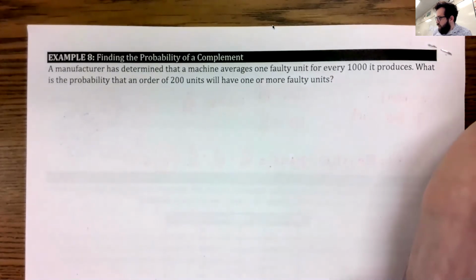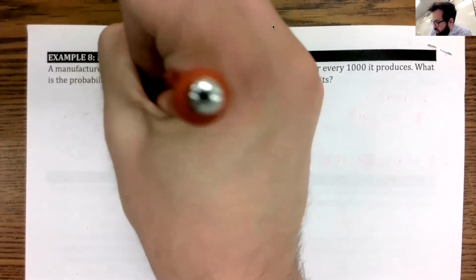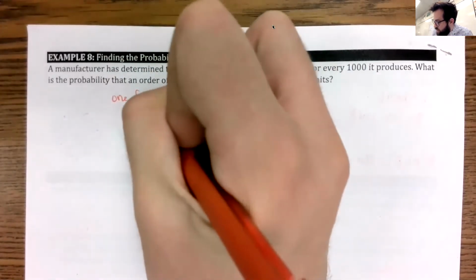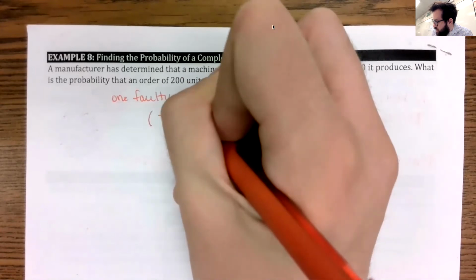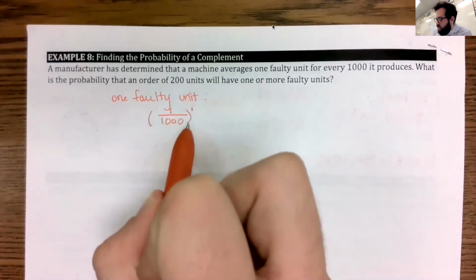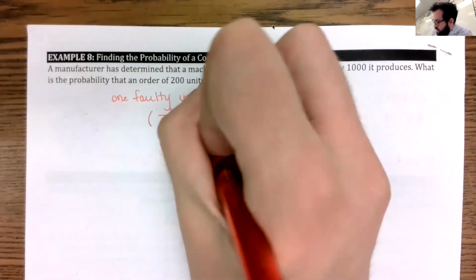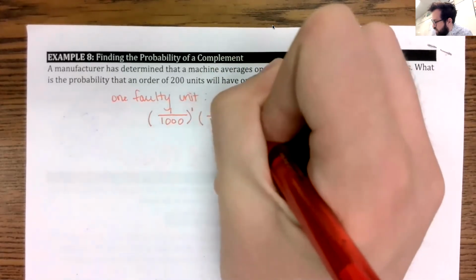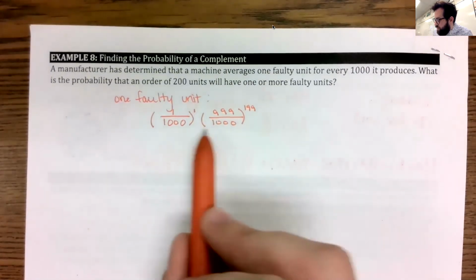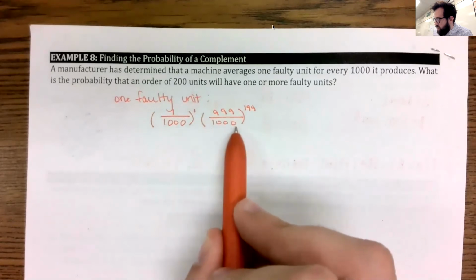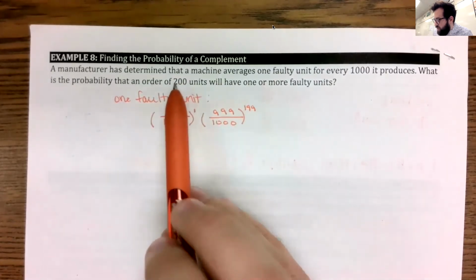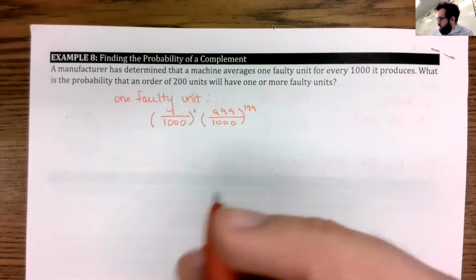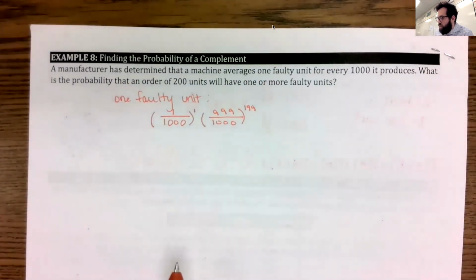So to find the probability of 1 faulty unit occurring, what we'd have to do is that occurs once out of every 1,000 times. And so it's like the first unit that we examine would be faulty. And then we'd have to take into account that all of the other 199 units that we examine are not faulty, and they have a 999 out of 1,000 chance of not being faulty. Because remember, there's 200 units that we're examining. One of them has to be faulty. 199 of them have to not be faulty. So this would give us the probability of 1 faulty unit occurring.